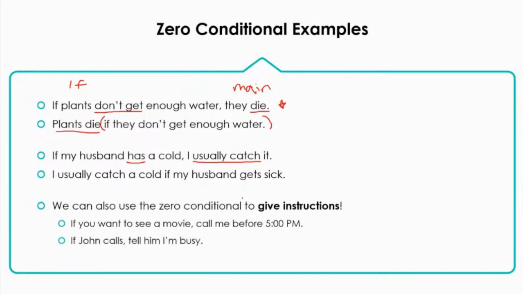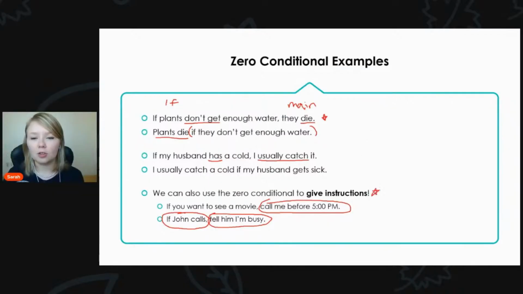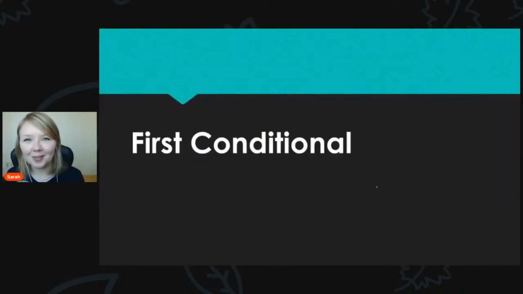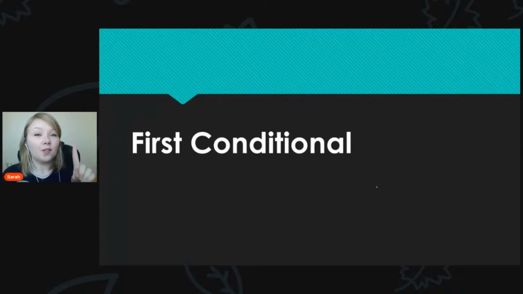Or another example, if John calls, tell him I'm busy. So here we have our condition, and then our main clause is an instruction, right? Do this thing. If this happens, do this thing. And in this case, we're also using simple present, simple present. So that's it for zero conditional. We use it for true facts, simple true things, simple present, and we can also use it to give instructions. Okay, that's the easy one. Next, let's go to our first conditional.